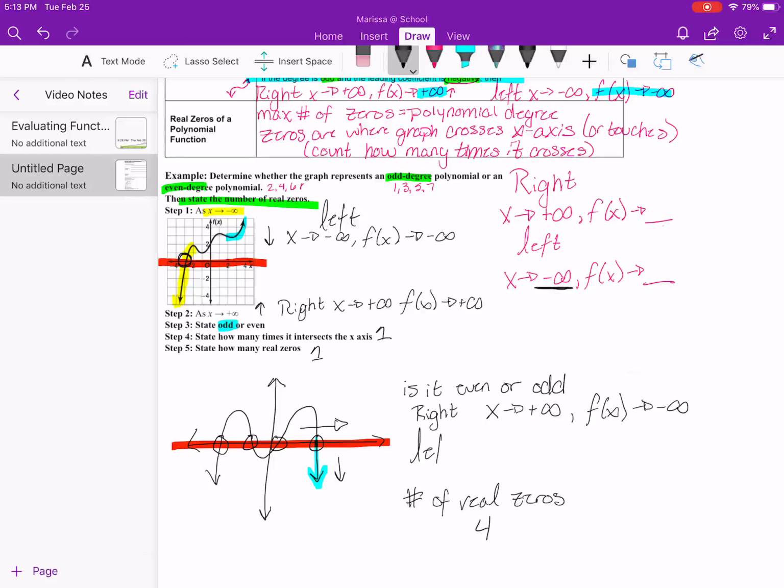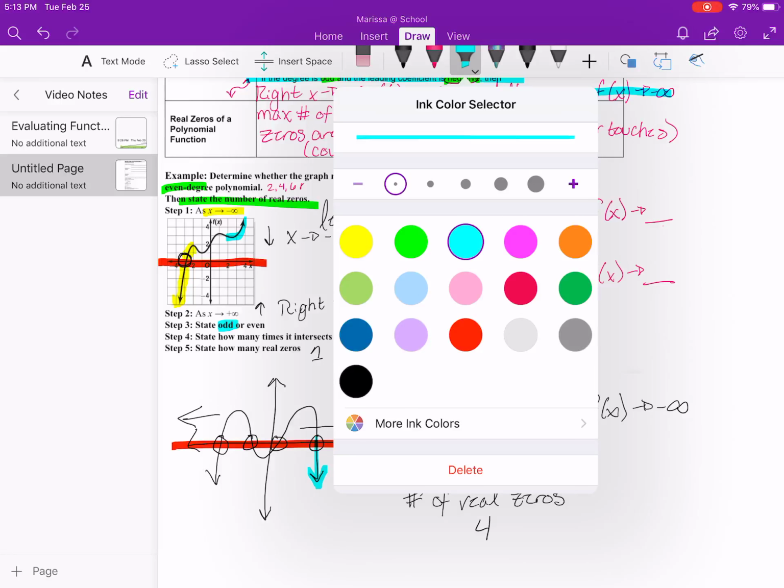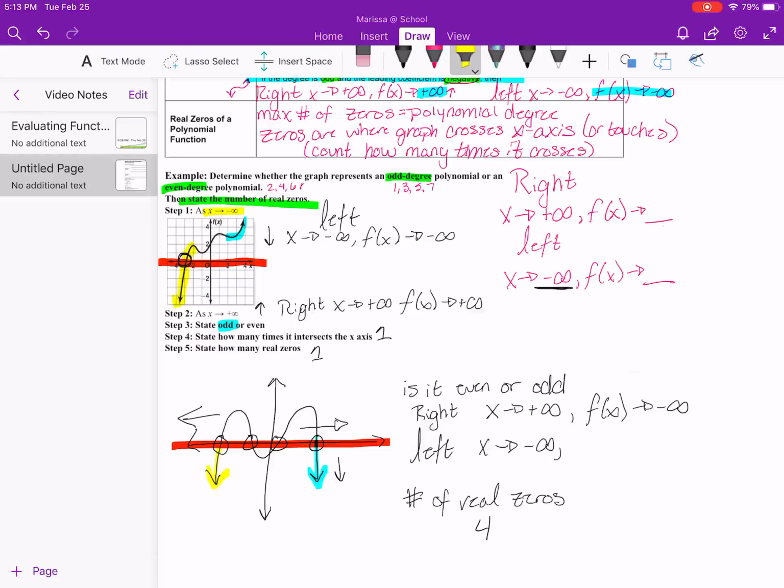The left side then, I've got x approaches negative infinity. So I'm moving to the left now. I want to know what's going on on that left-hand side of my graph, and it's also going down. So that means my function, my graph, is also going down. Remember, down is negative. If I was going up, like here, it would be positive.